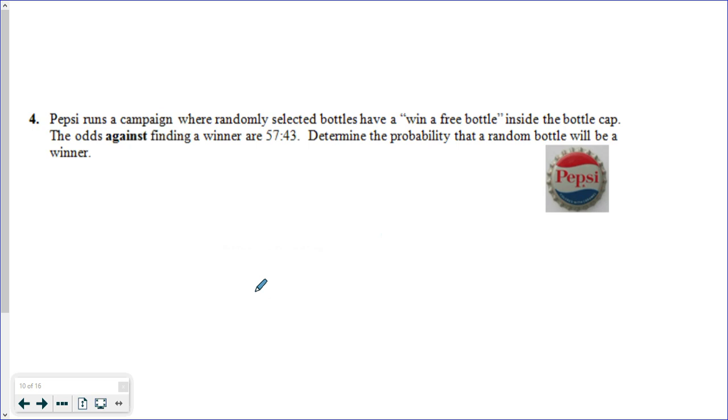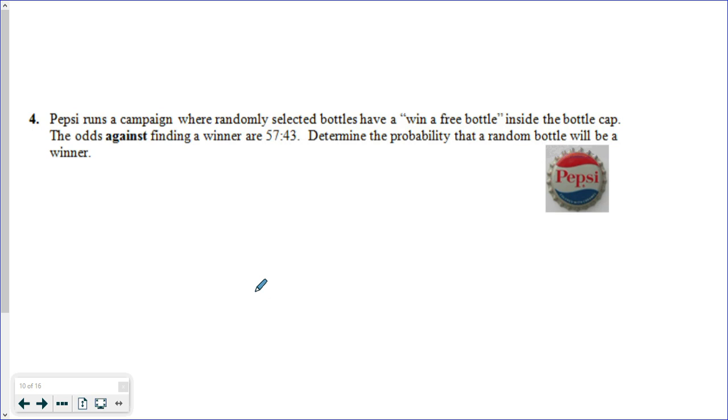So Pepsi runs a campaign where randomly selected bottles have a win-free bottle inside the bottle cap. I don't know if they still do this. I remember this growing up, looking under the cap for like free things. That was awesome.